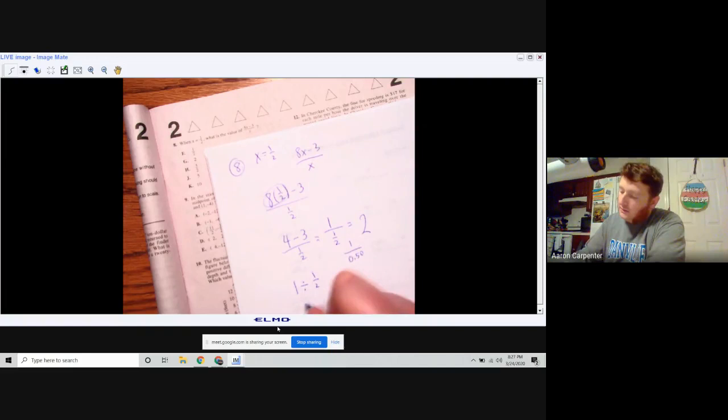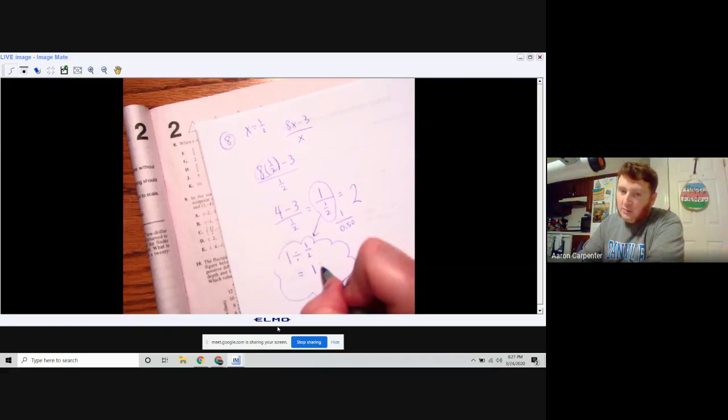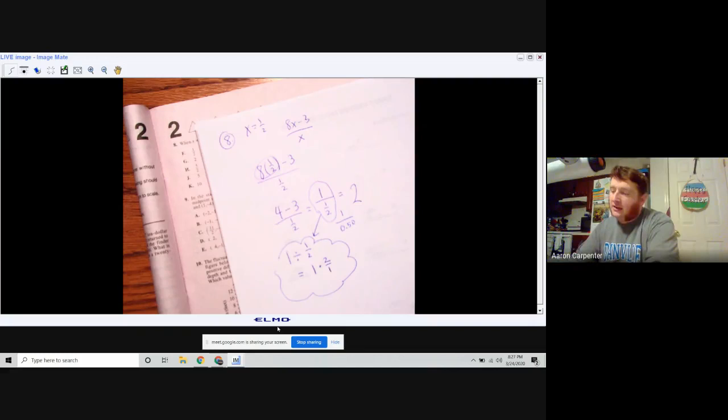I would remind you that 1 divided by 1/2, which is the same thing as this fraction up here, is the same thing as 1 times the reciprocal. And 1 times 2/1 would end up being 2. And again, if you have to key it into the calculator, you just gotta be careful and make sure you get it keyed, because the calculator doesn't know the problem you're trying to answer.